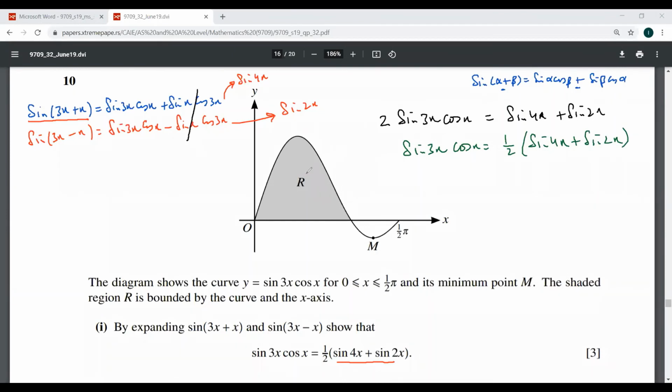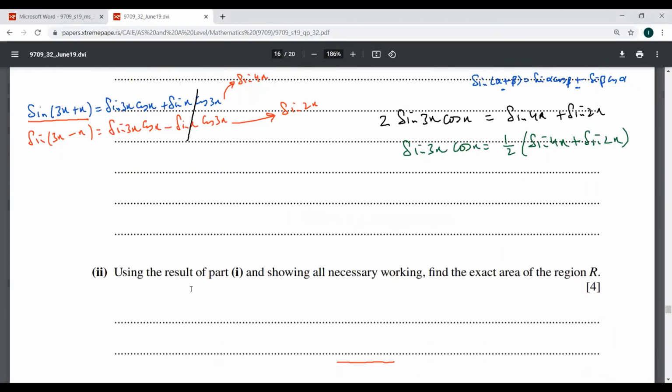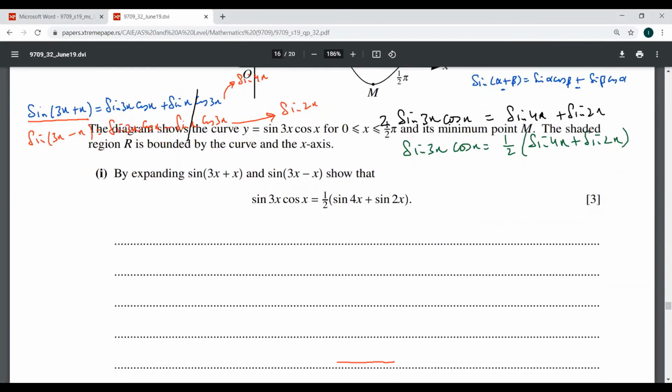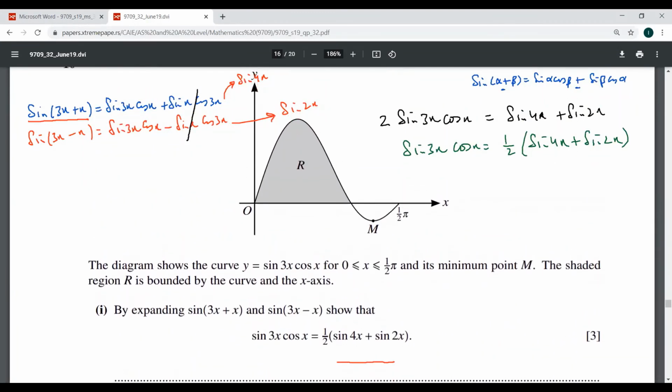Now keep this diagram in your mind here because I don't know what he is going to ask you in the second part. Using the result of part one and showing all necessary working, find the exact area of the region R. Okay, so we're going to find the area of this region R over here. Okay, so what is missing? What will we have to find here?